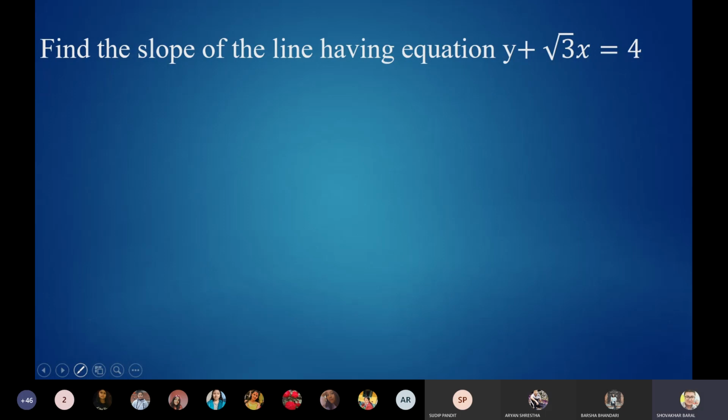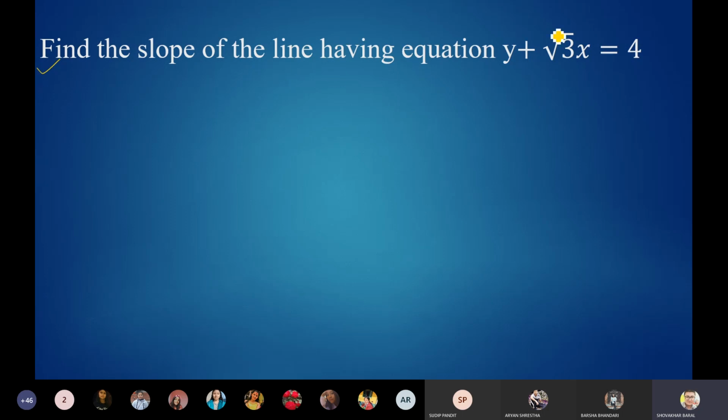Just find the slope of this line. Minus root 3 divided by 1, or simply you can say minus root 3. Okay, you just find it later. Just copy the question and find it in your copy.